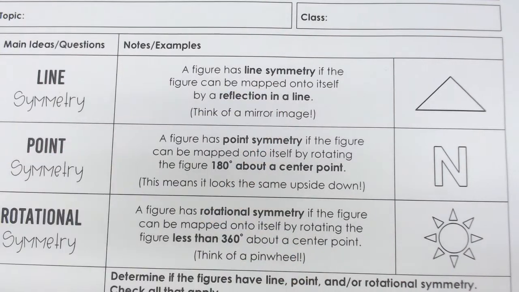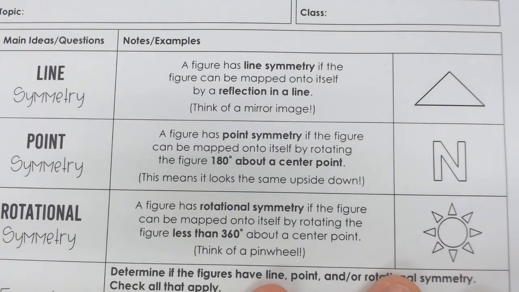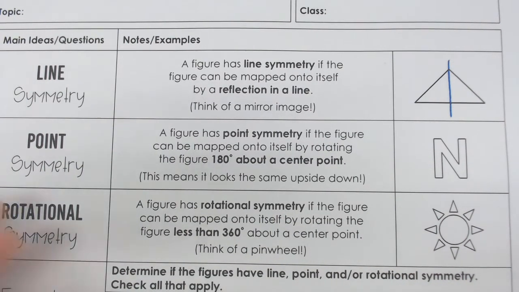All right. So line symmetry is where the line would actually be able to reflect it. So the line that I'm drawing right now, if I folded it over on that line, it would be a mirror image of itself, and that would be what we consider line symmetry.